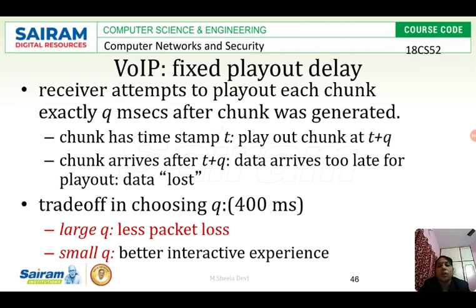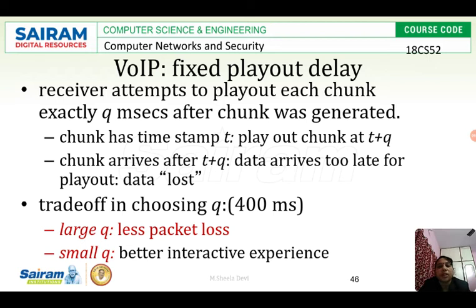And what will happen if q value is less? Instead of 5 minutes, I am making it 2 minutes. Then, as I already said, if there is any packet loss or delay, the buffer will not be filled properly and I will not have a continuous playout. So q is nothing but the time duration between the generation and the playout, the time between the transmission and the playout.